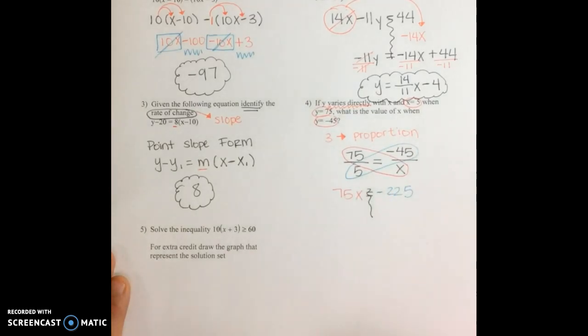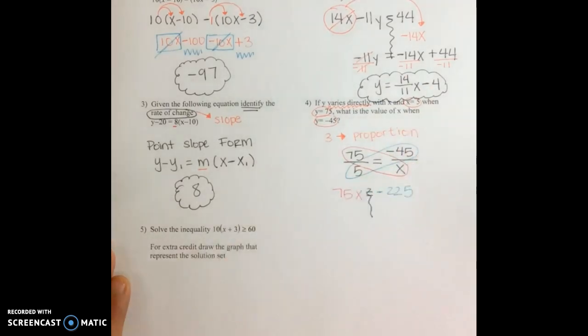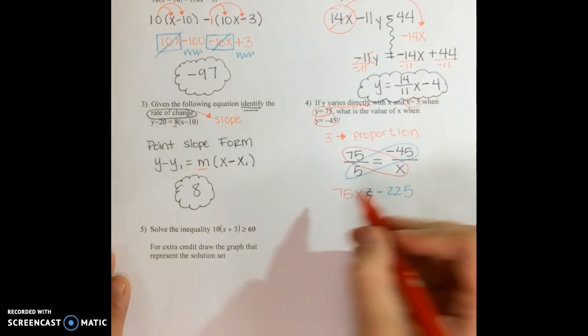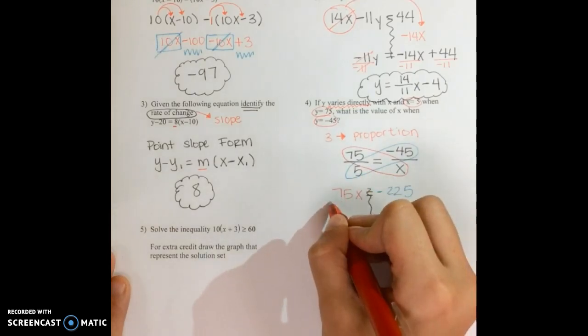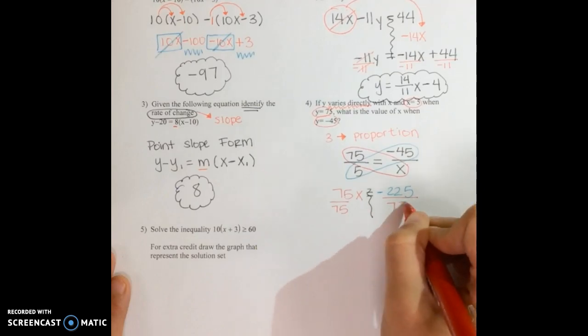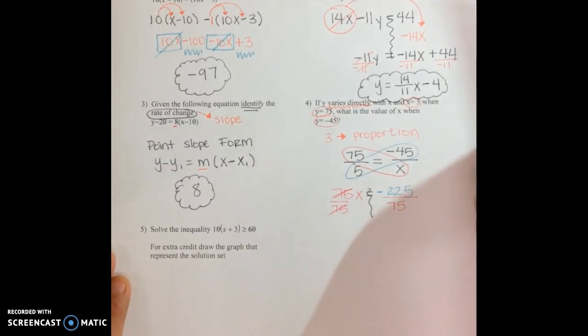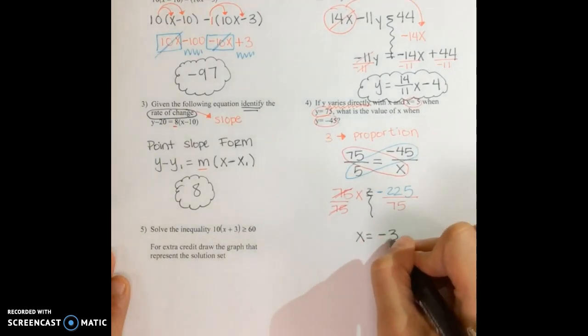What do I need to do to get the x by itself? What's bothering it? That's 75. We've got to get rid of it. Since they're multiplying, you have to do the opposite, which is divide by 75 and divide this side by 75. That way we can cancel this out, and you will end up with x equals negative 3.